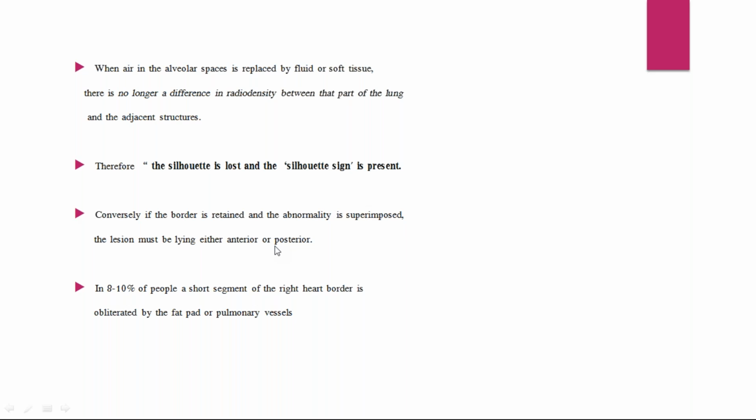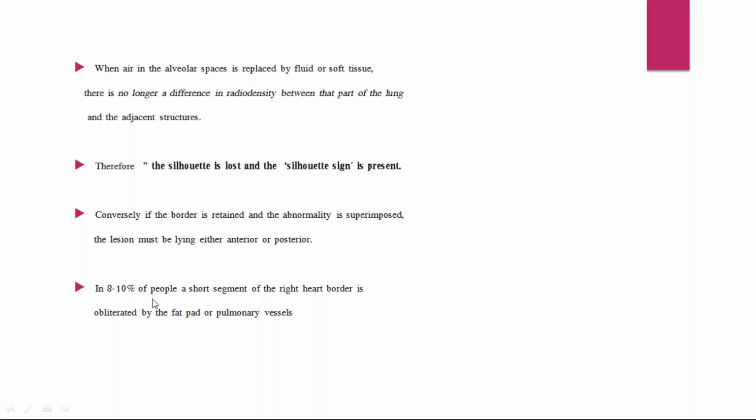If the lesion is not adjacent to the borders, we will be seeing the radiographs afterwards regarding this issue. If the lesion is anterior or posterior to the heart, meaning it is overlapping the heart, it means that the lesion is either anterior to the heart or posterior to the heart. If it is obscuring the border, meaning the silhouette is lost, the lesion is adjacent to it.